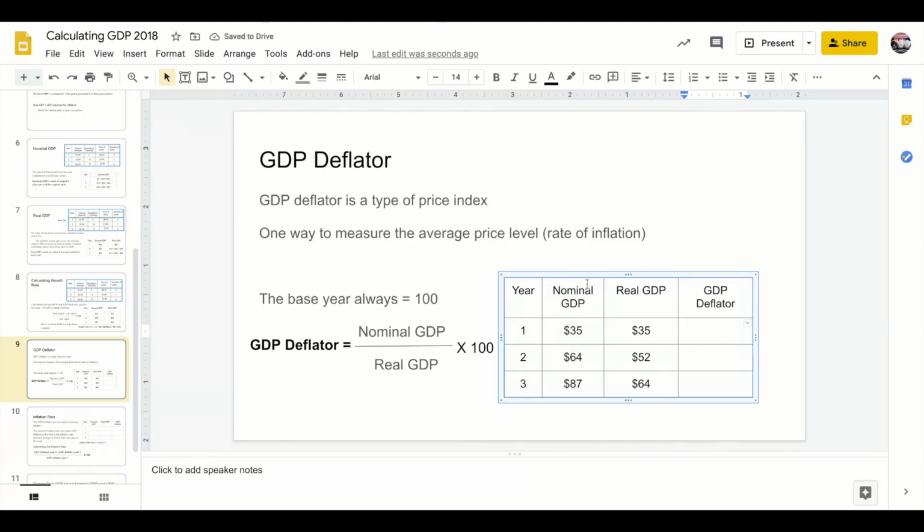All right, next, to get our GDP deflator. The GDP deflator is a type of price index. It's a way that we can index our change in prices in order to measure inflation. It's one way to measure the average price level, aka the rate of inflation. So the base year is always going to be 100.